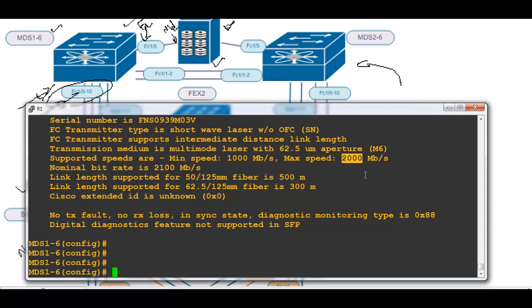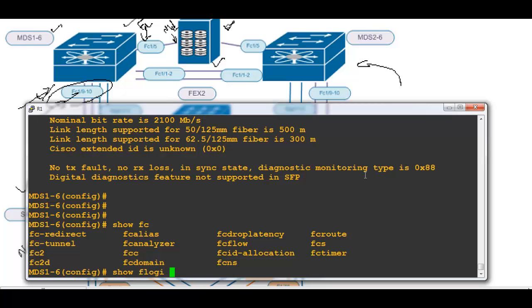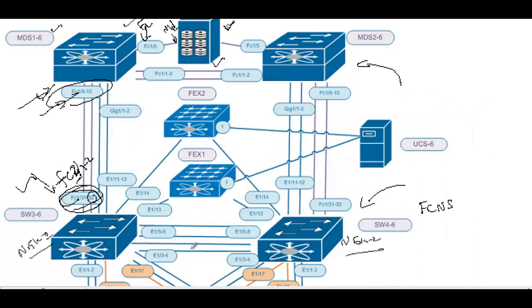Yeah, we are in MDS1, right? Show flogi database. Look at this. I see 2 Flogis. Oh, I'm in MDS1. I was surprised. How do I see Flogi in 5K1?